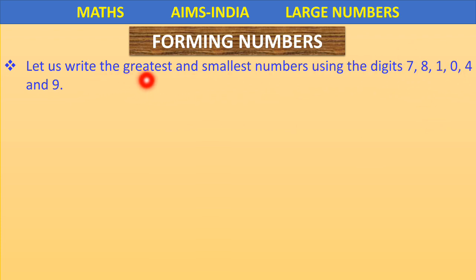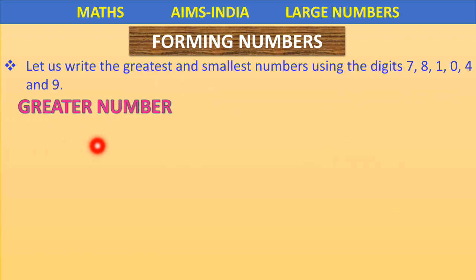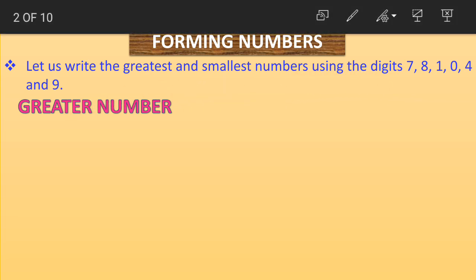We should form the greatest and smallest numbers. Let us write the greatest and smallest numbers using the digits 7, 8, 1, 0, 4 and 9. Okay class? Yes. First we'll write the greatest number. Now how do you write the greatest number means? Look at all the digits. Now among the given digits, which is the greatest number? Which is the greatest number of all? The greatest number of all is 9.